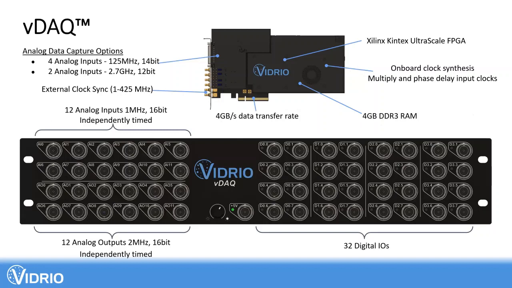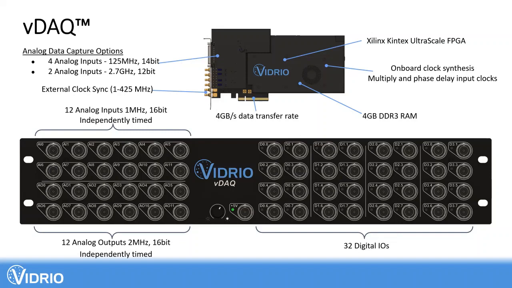Actually, there's a main board and a daughter board. The main board contains the common workings. It's got 12 analog inputs, each 16-bit per channel at 1 megahertz, and 12 analog outputs that are 16-bit and 2 megahertz sampling.